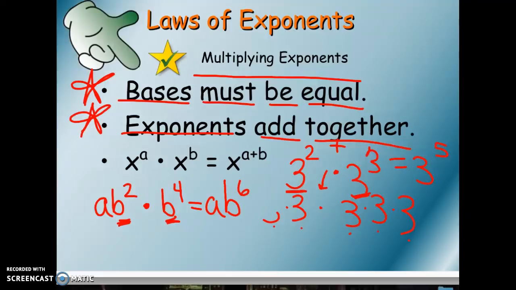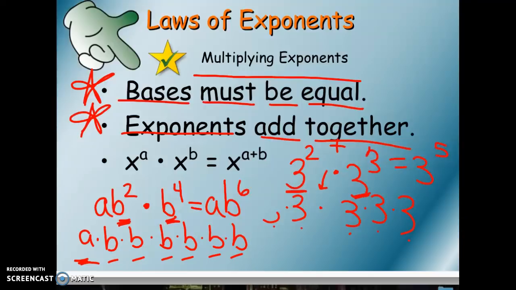It's okay because everything's being multiplied out. If I wrote it all expanded, that's what it looks like times 4 more b's. I have 1 a and then 1, 2, 3, 4, 5, 6 b's. Totally possible to do that. Okay.